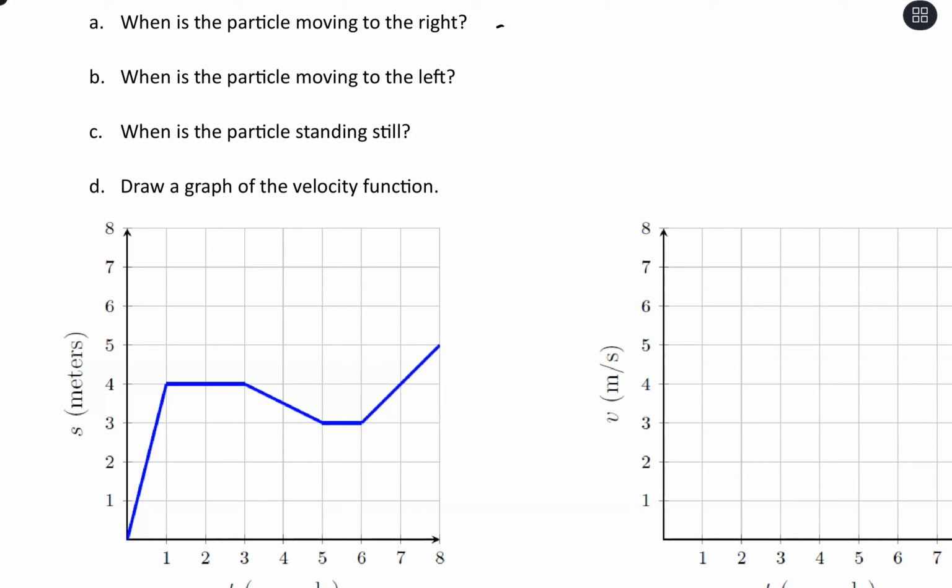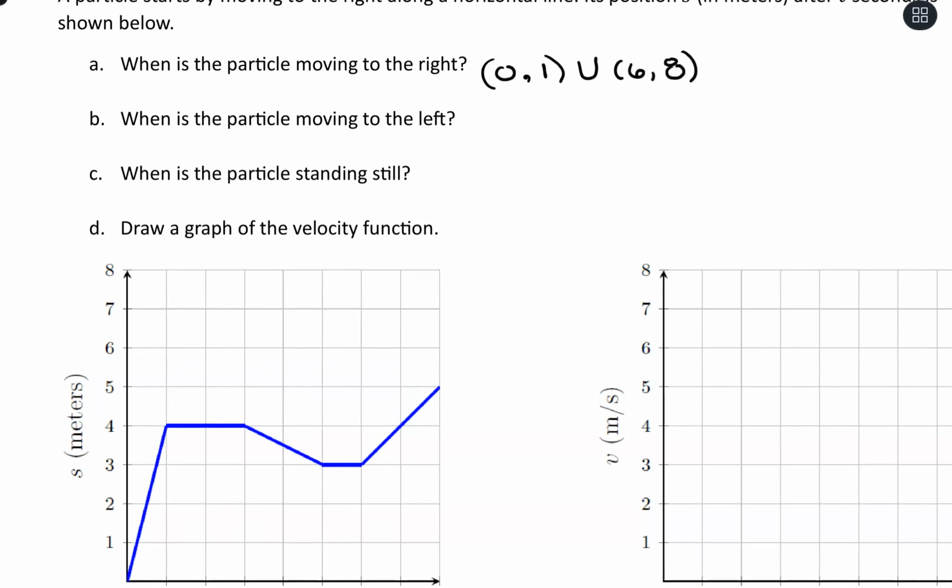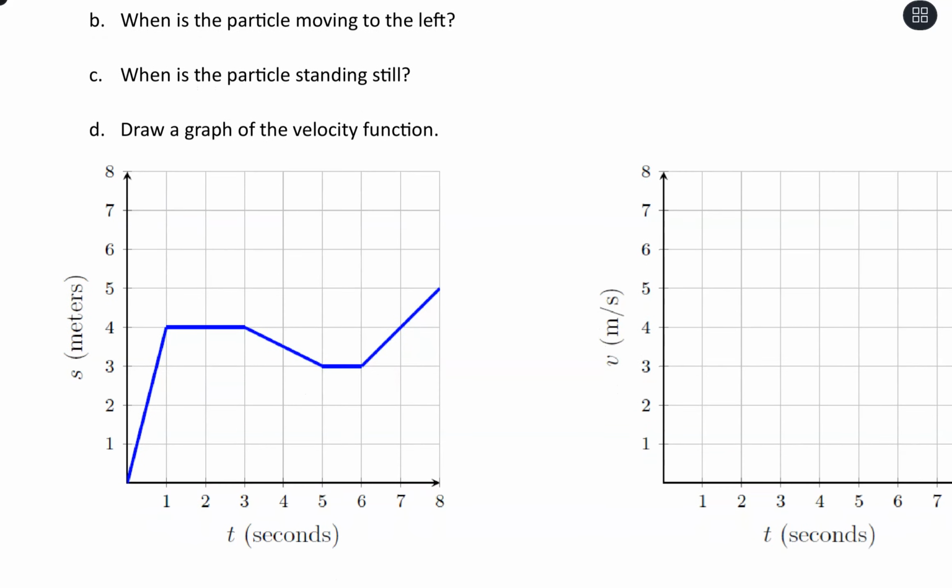Well, it starts moving to the right at 0, and then it stops moving to the right after 1 second. And then it starts moving to the right at 6 seconds. And then let's assume it stops at 8. We'll end there since there's no arrow there. Was it moving to the left? That's where it would be decreasing in distance, and that happens from t = 3 to t = 5. So that occurs from 3 to 5.